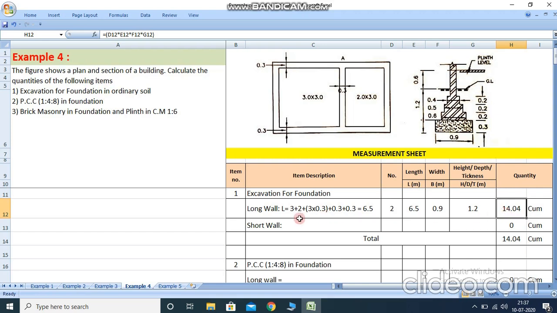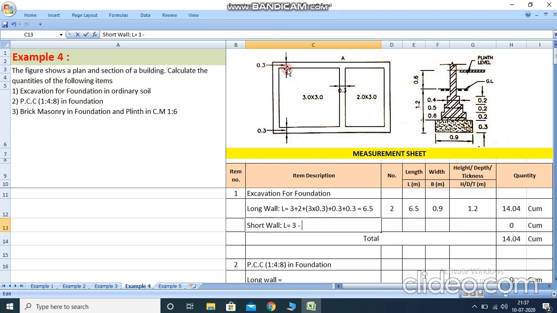Now we start the short wall excavation. In the short wall excavation, we find the total length L, which is equal to the inner wall to inner wall distance, given as 3 meter. Clear? So write here 3 minus. Why minus?